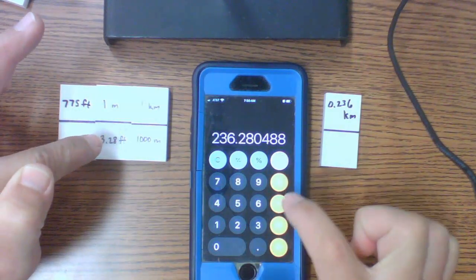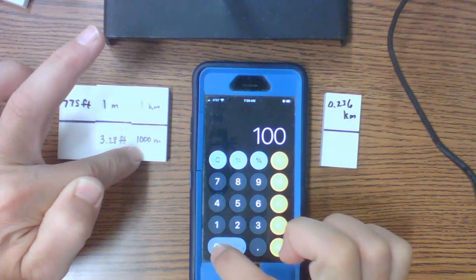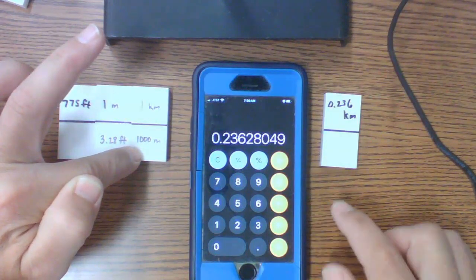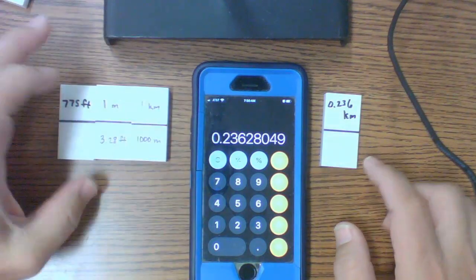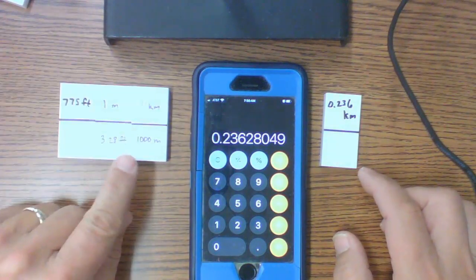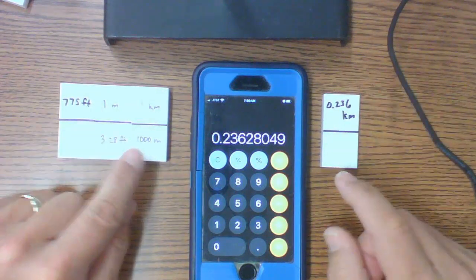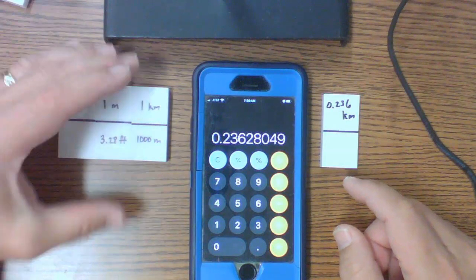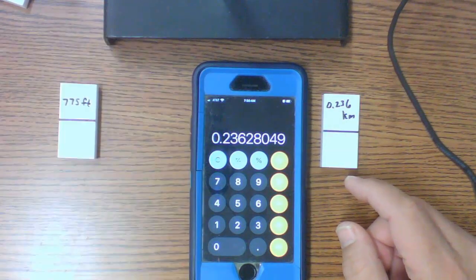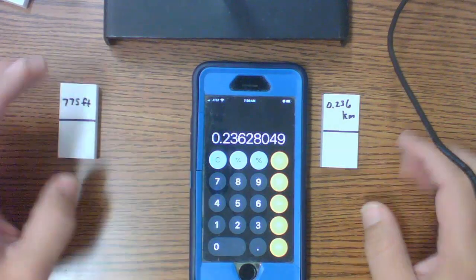Now this time I'm going to divide by my 1,000. Okay, and I still get that same answer to the number of digits that I had. So in other words, either route would have worked. We just needed to make sure that we set it up properly. Okay, so there you go. That's setting up ones that are all conversions with length.